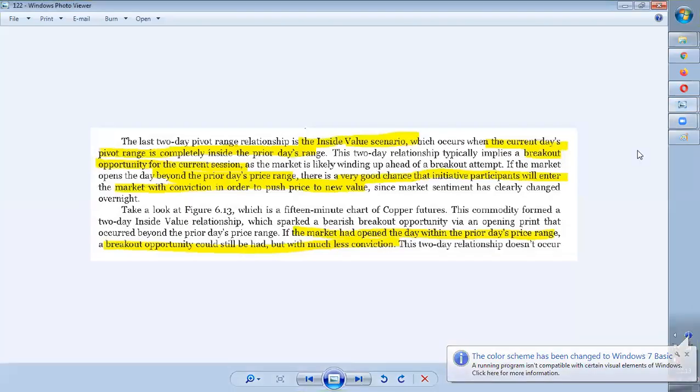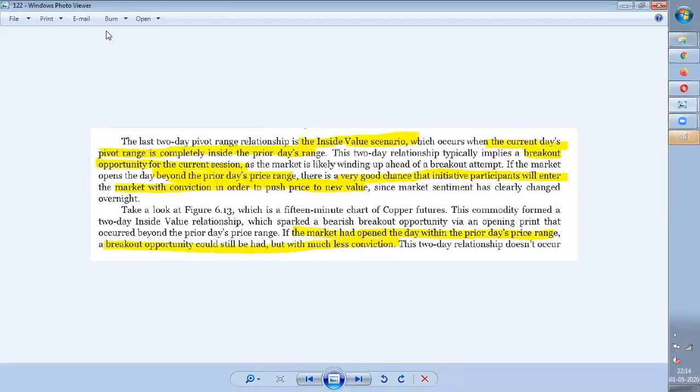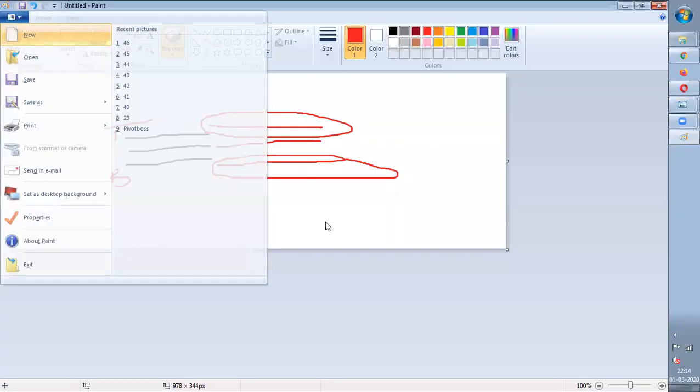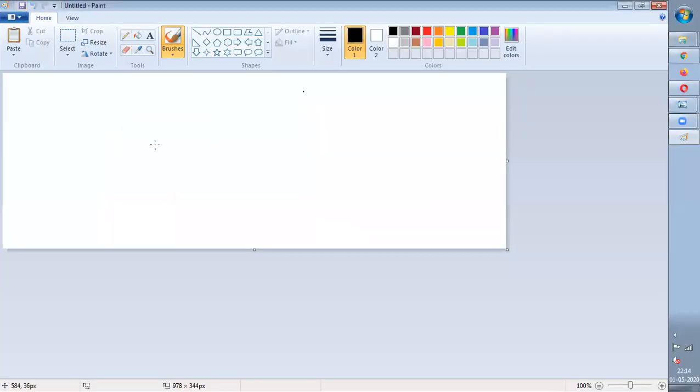The next topic we are going to see today is inside value area. So what do we actually mean by an inside value area? Let me take a new screen. Inside value area is completely opposite to outside value area.